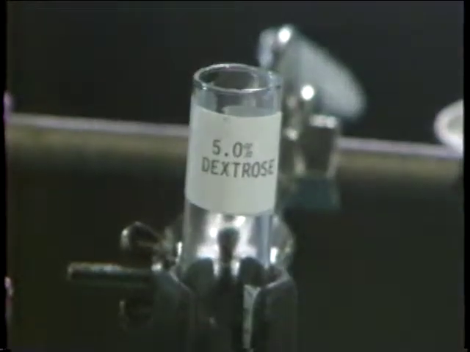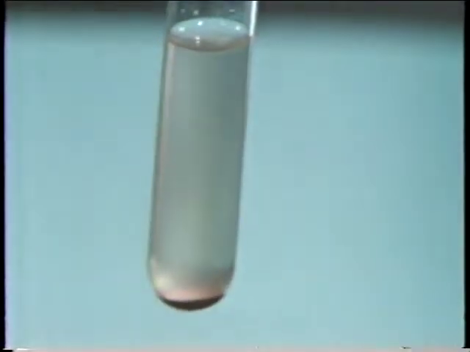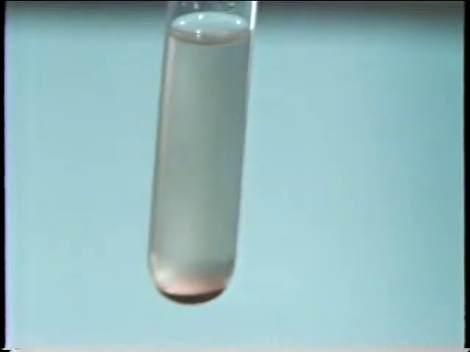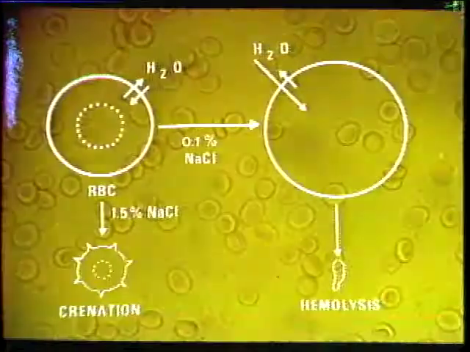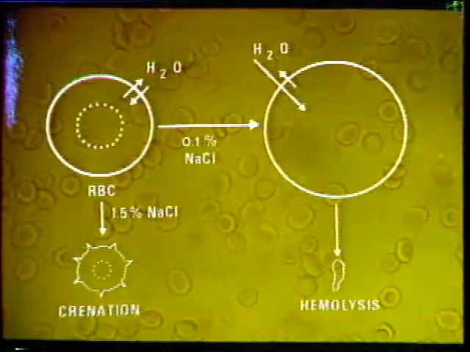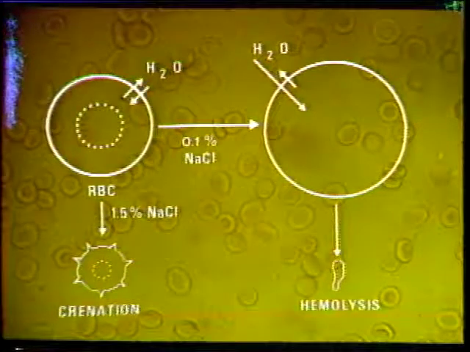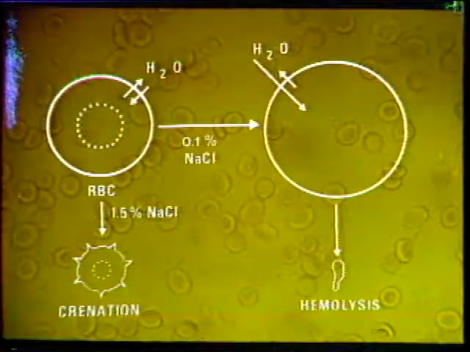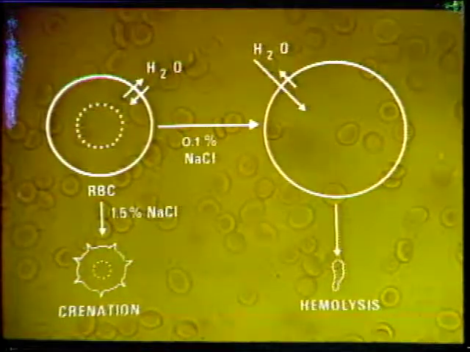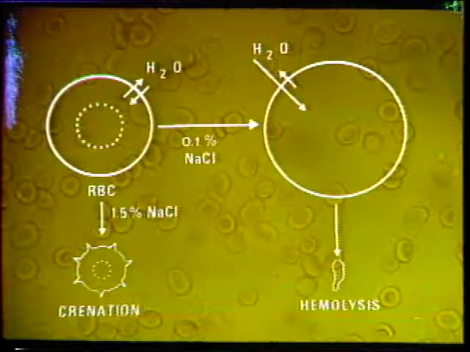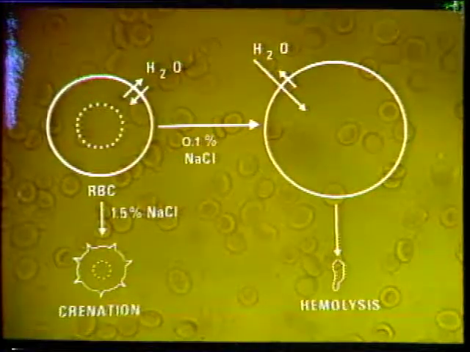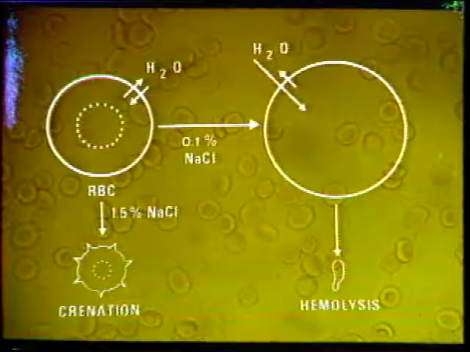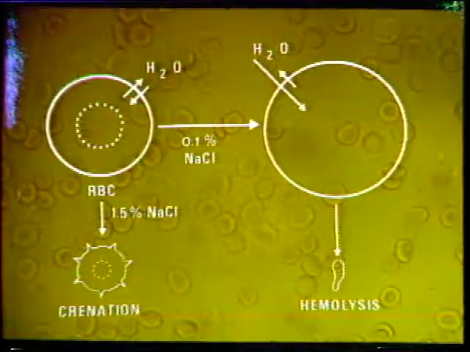5% dextrose is an isotonic solution. Glucose is an effective osmotic solute particle, and diffusion of water between solution and cells is at equilibrium. This is a diagram summarizing the results. In the upper left-hand corner, a normal red blood cell is placed in isotonic saline. 1.5% sodium chloride is added and it becomes crenated because water diffuses out of the cell.